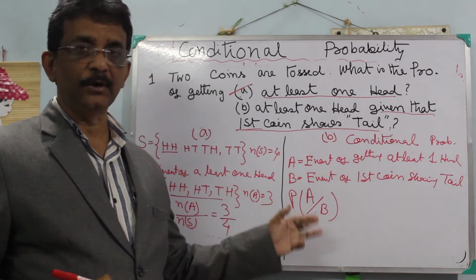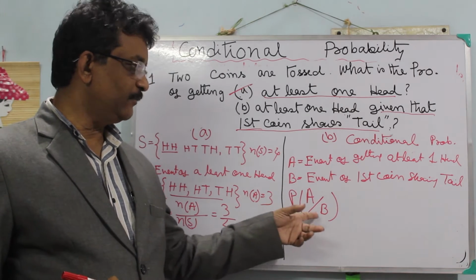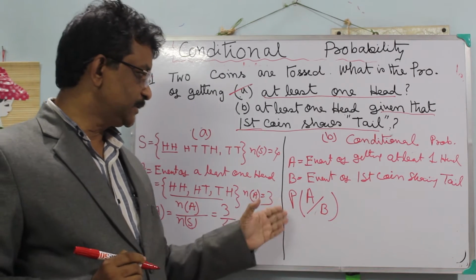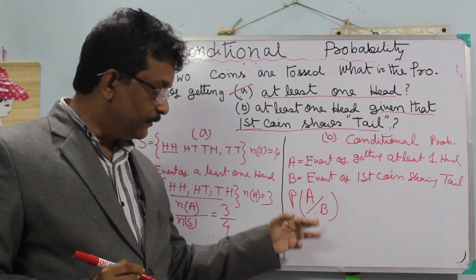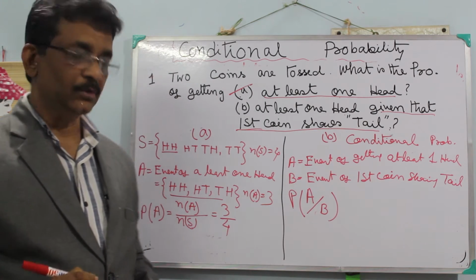This is just symbolic. It does not mean A divided by B. No, it is just symbolic that B has occurred. What is the probability of A given that B has occurred?